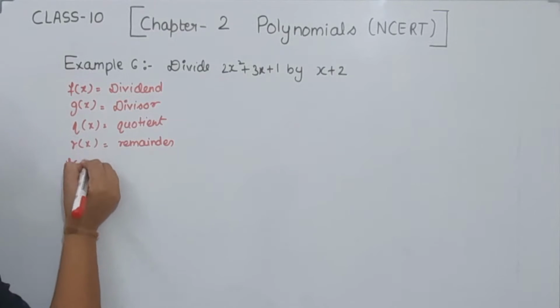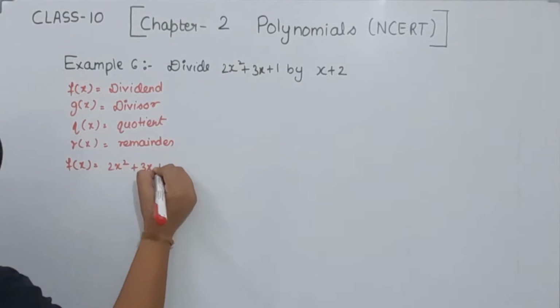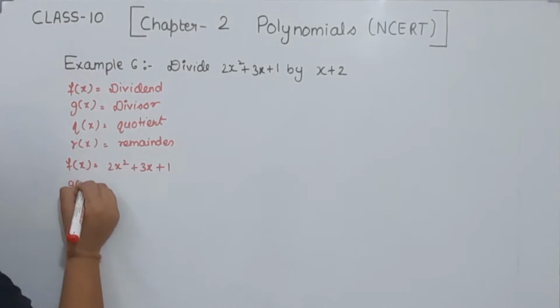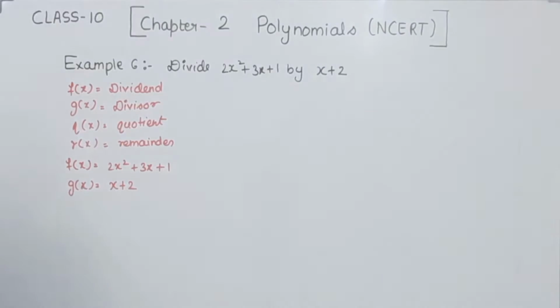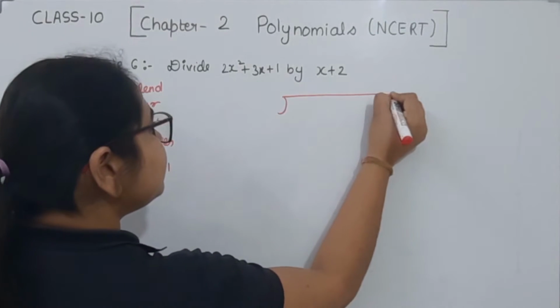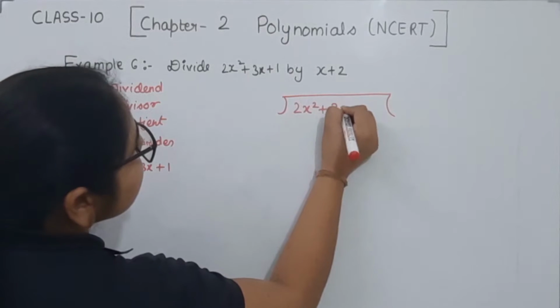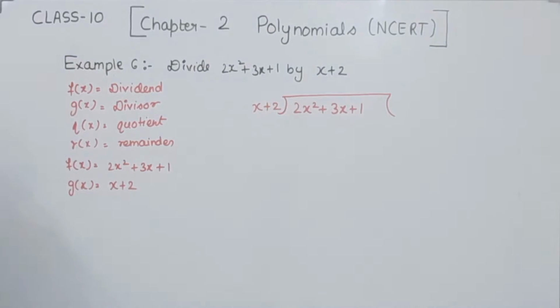So f(x) is equal to 2x square plus 3x plus 1, and the divisor g(x) is equal to x plus 2. Now we are going to divide this one here. This is 2x square plus 3x plus 1, and we are going to divide this one by x plus 2.